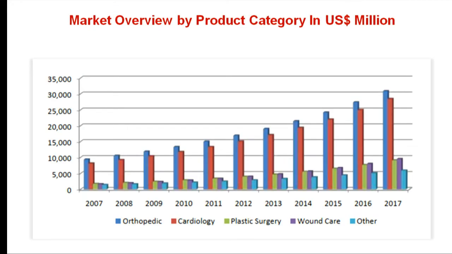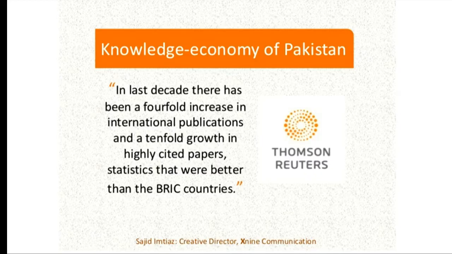This slide shows the different biomaterials and products we need. For example, if we look at orthopedics, that's the highest demand, $30 billion US in 2017. The area I am working in is wound care. That's again $8 billion US. That's a huge market. That's the reason we have been working in this area.